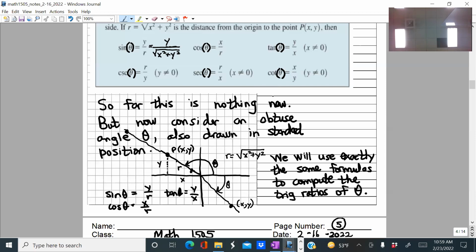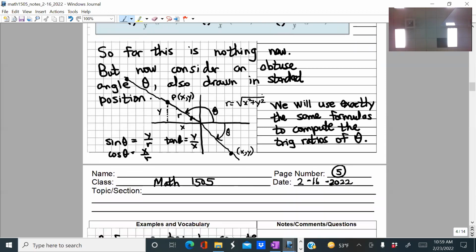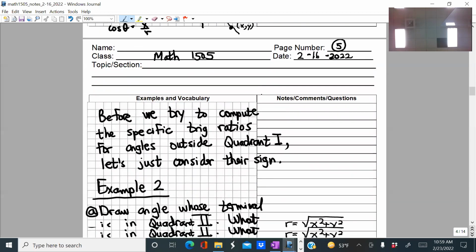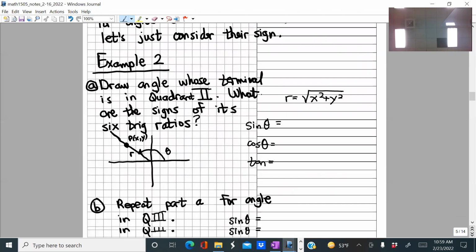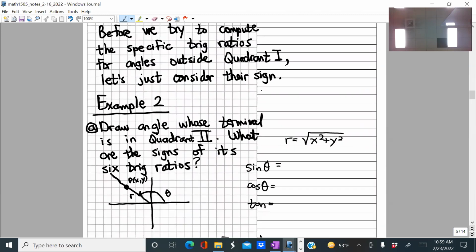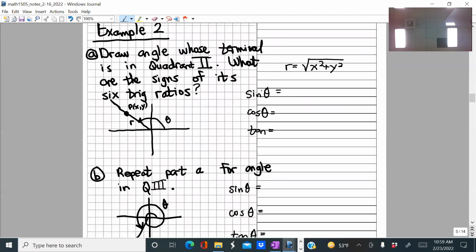Now, the tricky part of this scheme, of course, is picking the point on the terminal side. That's not always going to be easy. Let's practice that a little bit. But before we practice it, I want y'all just to tell me some signs.